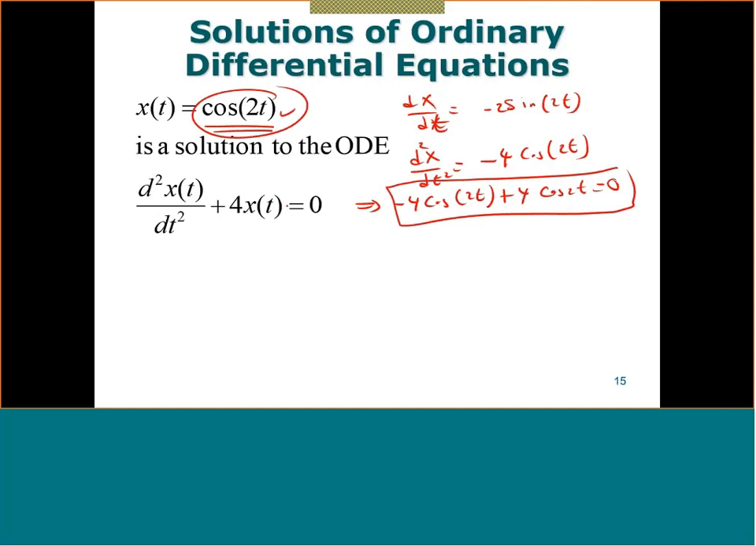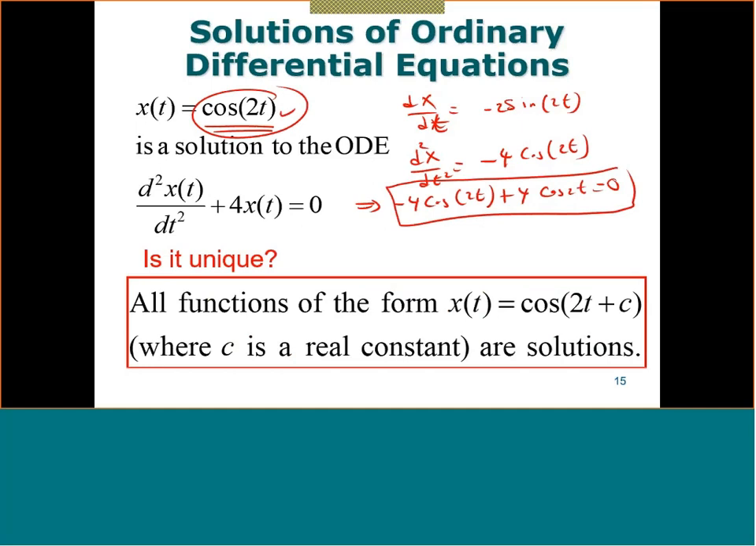The question is, is this a unique solution? Meaning, can I come up with something else that satisfies this equation? And as a matter of fact, yes. Here, if we have a phase shift, it will not impact the derivative, and with any constant that I might have here, I will have a solution. So it means that this solution is not unique, and that's not good, because I will have an infinite number of solutions.